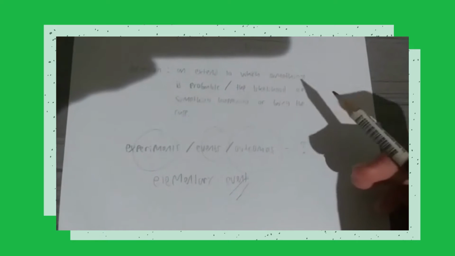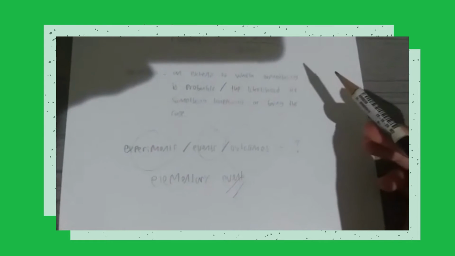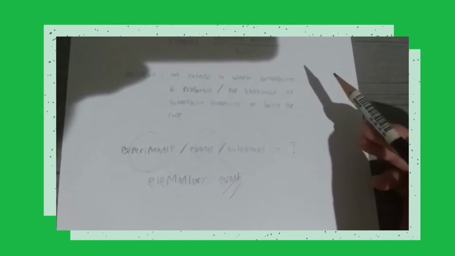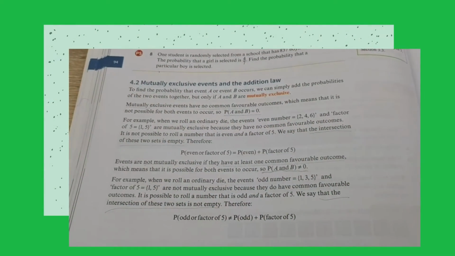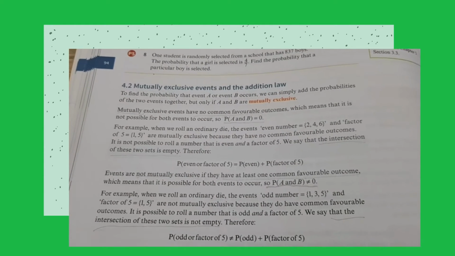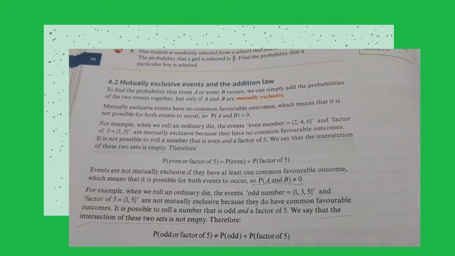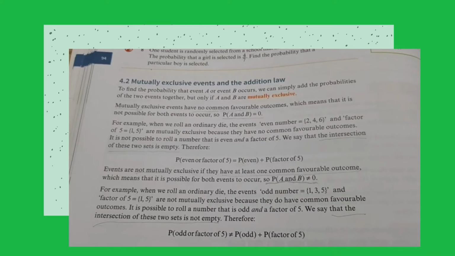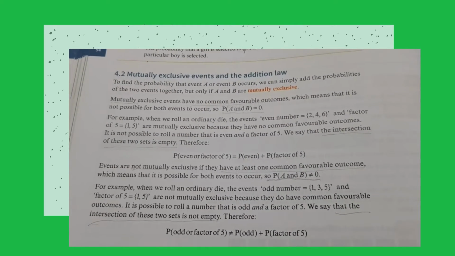The result of an experiment is called an outcome, or an elementary event, and a combination of these is known simply as an event. And now I'm going to explain mutually exclusive events and the addition law. But first we need to know how to identify mutually exclusive events.